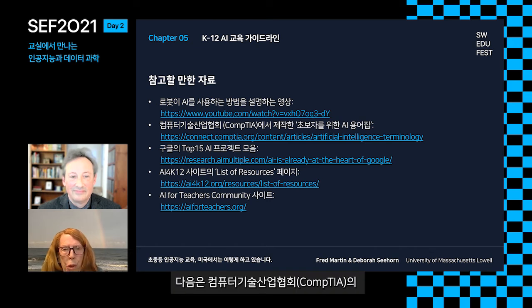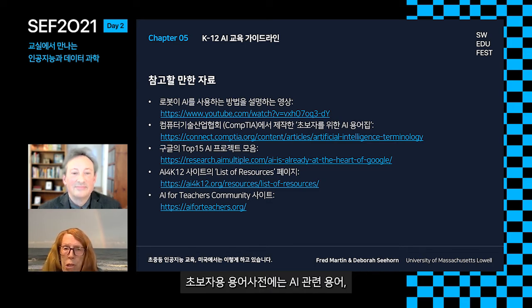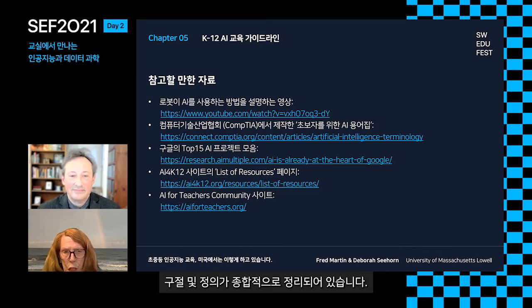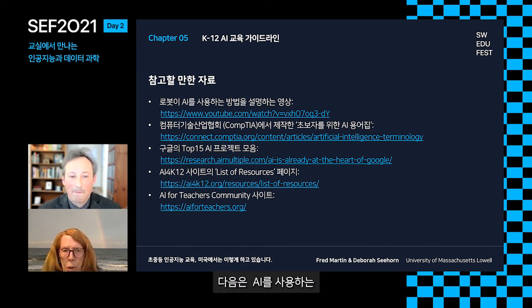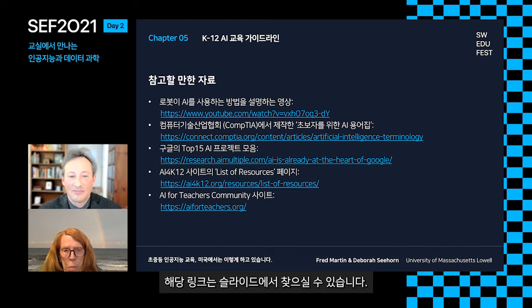Next is a glossary for beginners developed by the CompTIA Artificial Intelligence Advisory Council, and it's a comprehensive list of words and phrases and definitions. Next is a Google post that shares their top 15 projects that use AI to power Google products. There are many more resources on the AI for K-12 resources page, and the link is there for you.